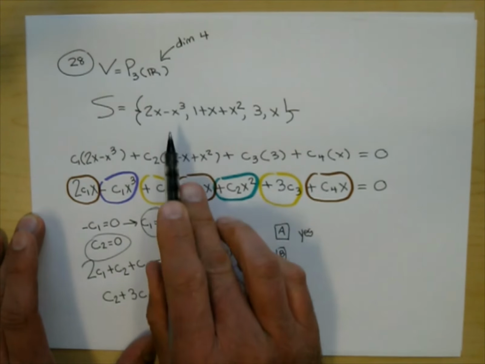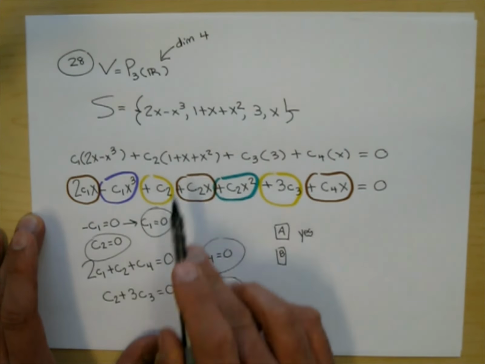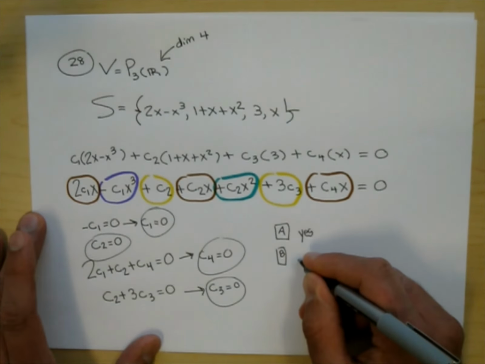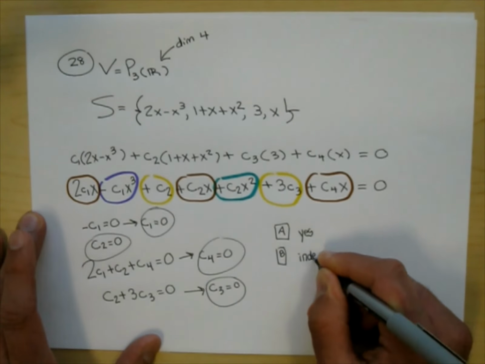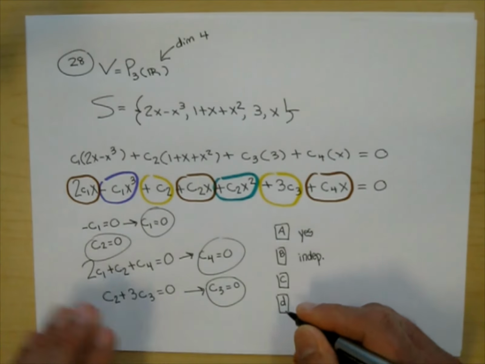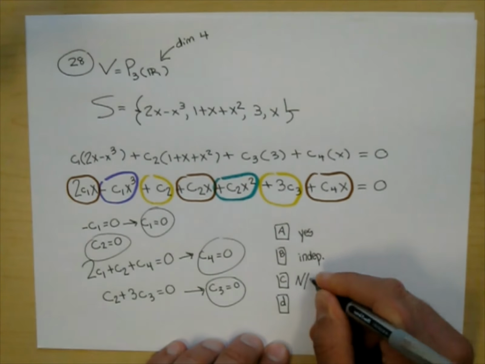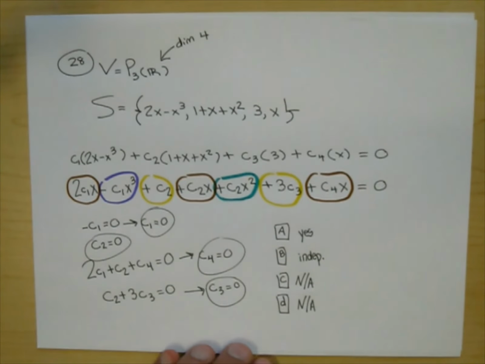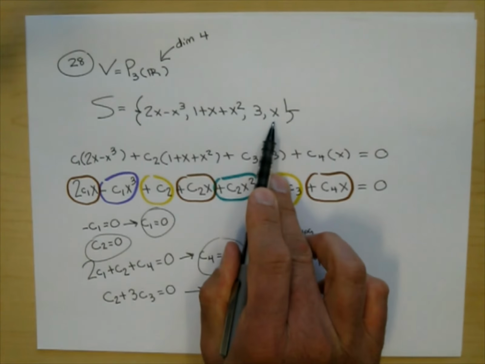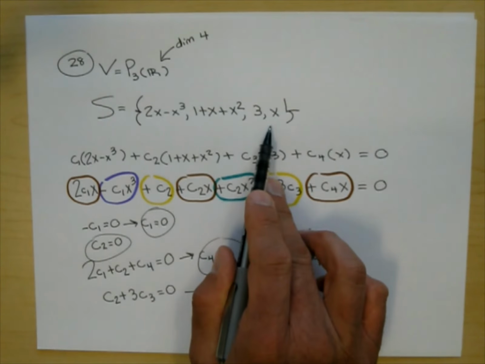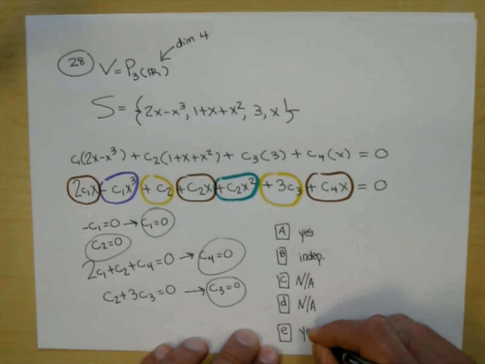Part B. Are these vectors independent or dependent? Well, we found out that because all the Ci's are 0 and they're all bound, those vectors are independent. Which is good news for part C and part D. Those are not applicable. We're not finding a dependency relationship, and we're not kicking out dead weight. And for part E, are these 4 vectors, which are independent, and they span P3, are they a basis? And the answer to that question is yes.